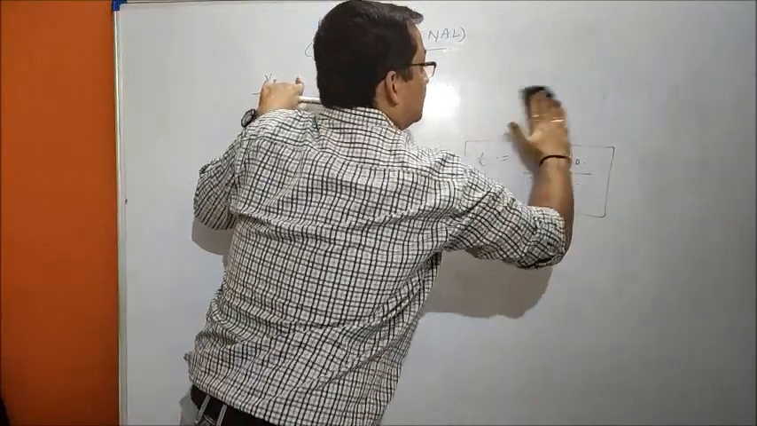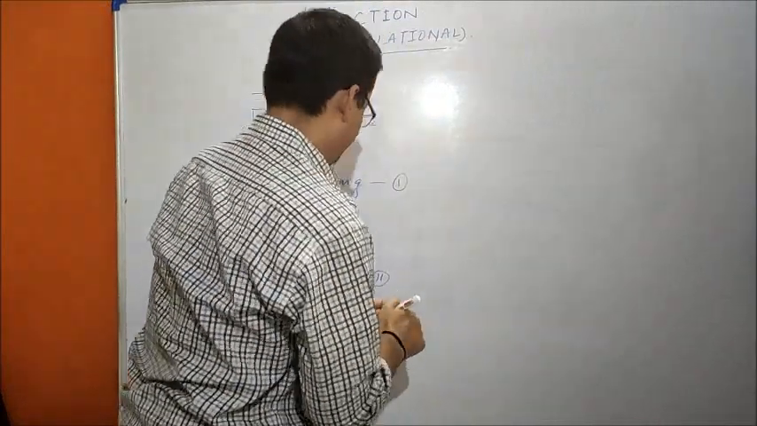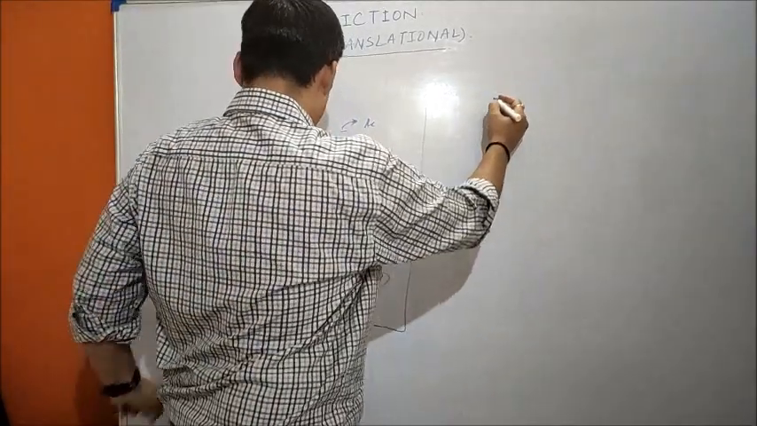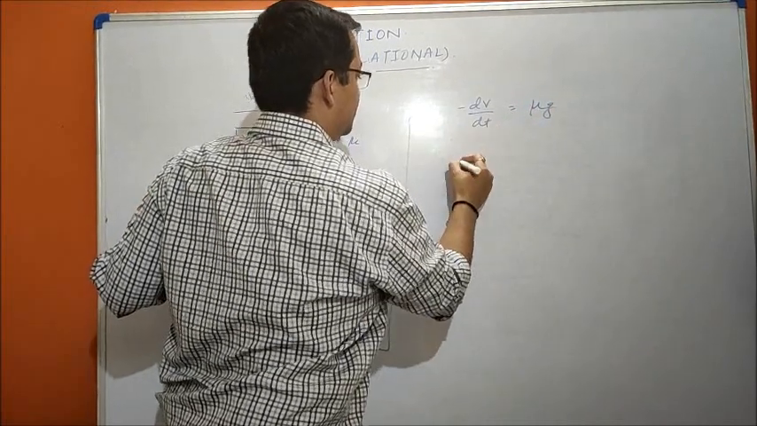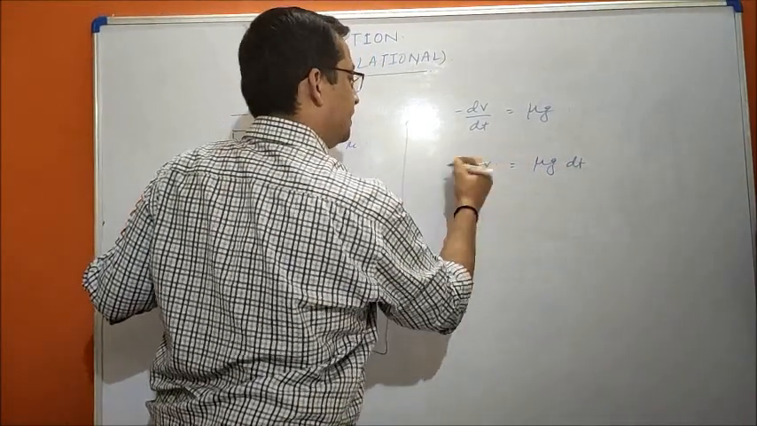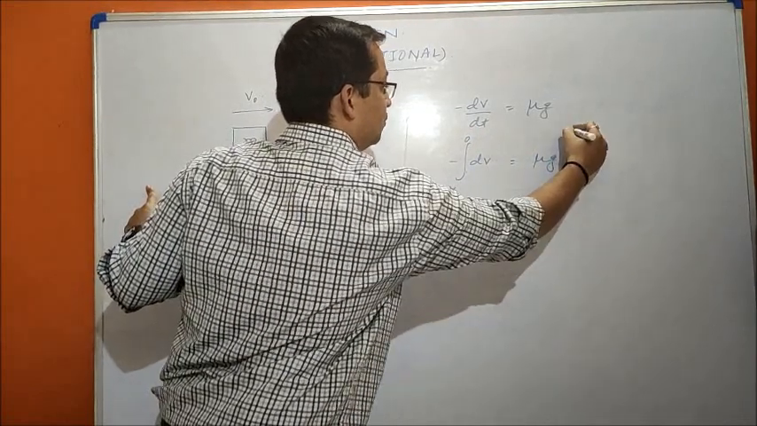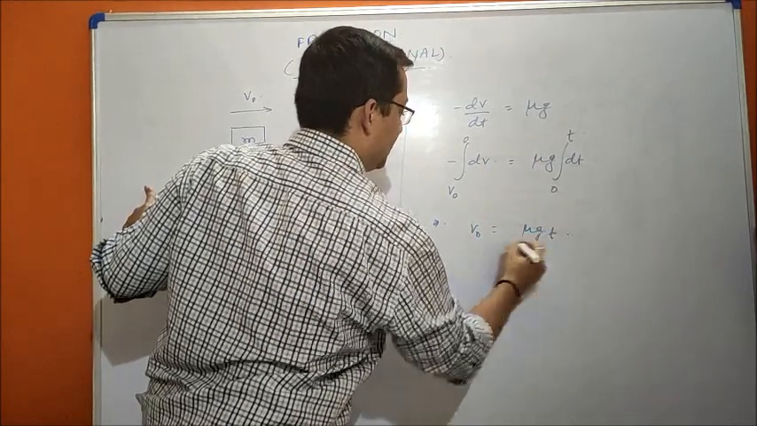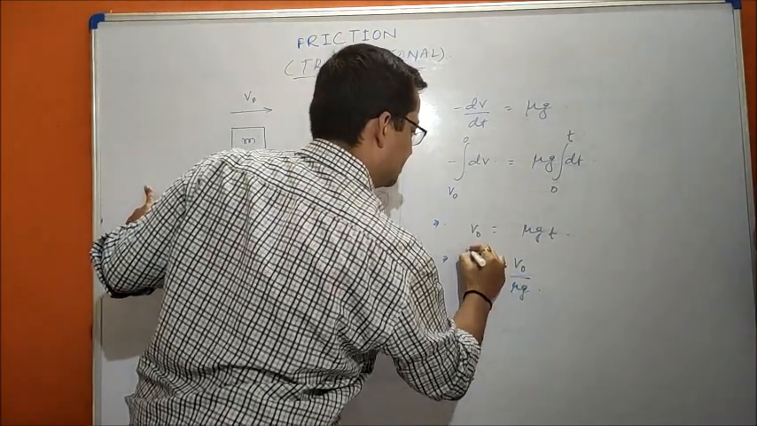I will rub this off. And we will write the expression over here. So m will get cancelled, so you will be left with minus dv by dt is equal to mu g. Minus dv is equal to mu g dt. Integration v naught to 0, integration of t 0 to t. So that gives you v naught is equal to mu g t. So t is equal to v naught by mu g. This is the expression that you are getting, right?